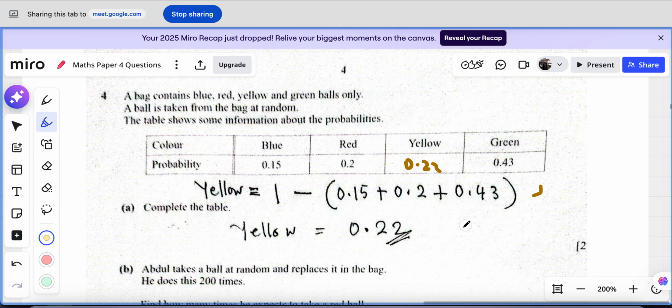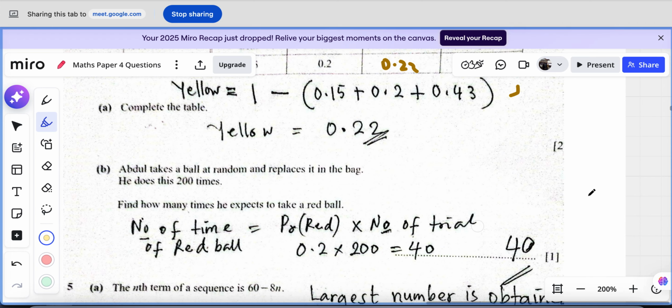Now let's move to the B part of the question. If you're able to do this, you get 2 marks. Abdul takes a ball at random and replaces it in the bag. He does this 200 times.